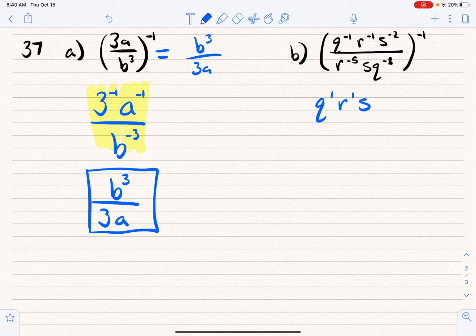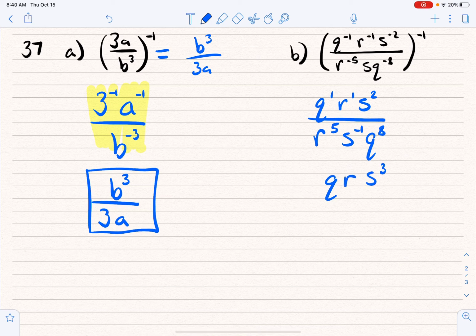s to the negative 2 raised to the negative 1 is going to be 2. Over r to the negative 5 raised to the negative 1 is going to be 5. This will be s to the negative 1, and this will be q to the positive 8. So the only thing that now has a negative exponent is that s on the bottom. So that's going to jump to the top. So I'm going to say, well, I've got q, r, s to the 3rd now, because that one s from the bottom jumped to the top, and I have r to the 5th, q to the 8th.